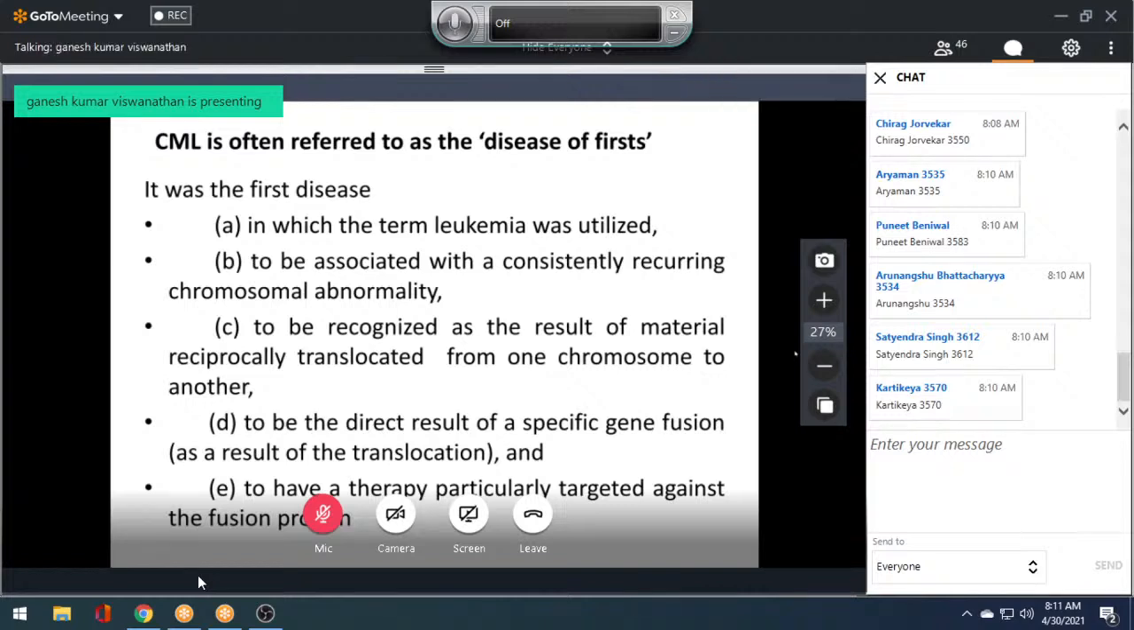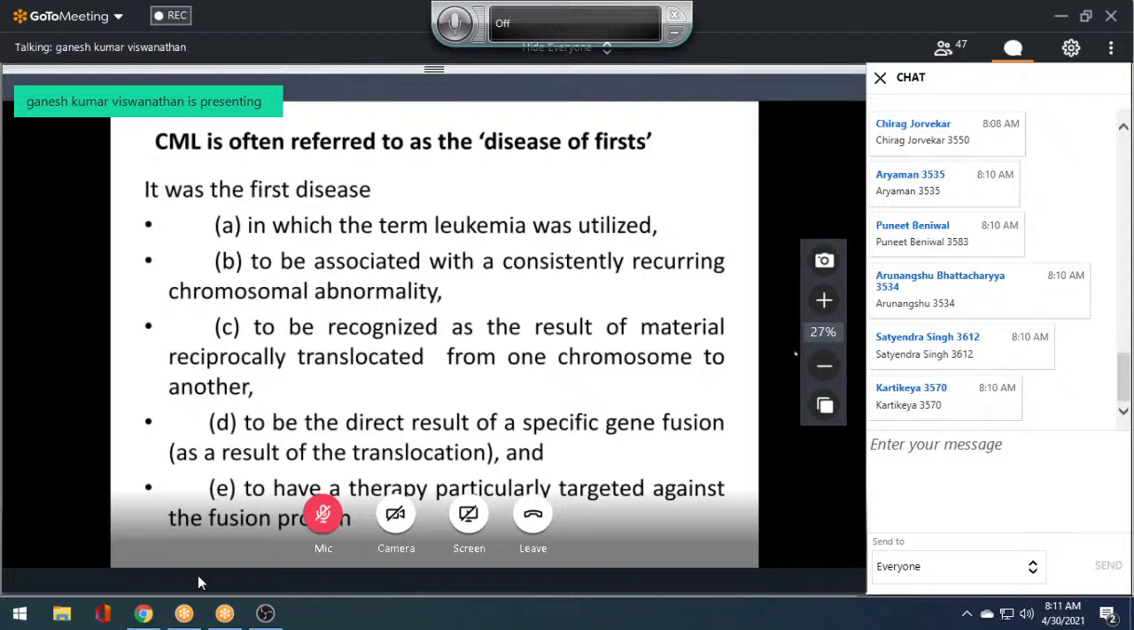So, it was the first disease in which reciprocal translocation, translocation 9;22, was recognized. And also, it was the first disease in which the specific gene fusion, which basically resulted because of the translocation, was first diagnosed in CML. So, what was the gene fusion? The gene fusion was fusion between two genes, BCR gene and ABL1 gene.